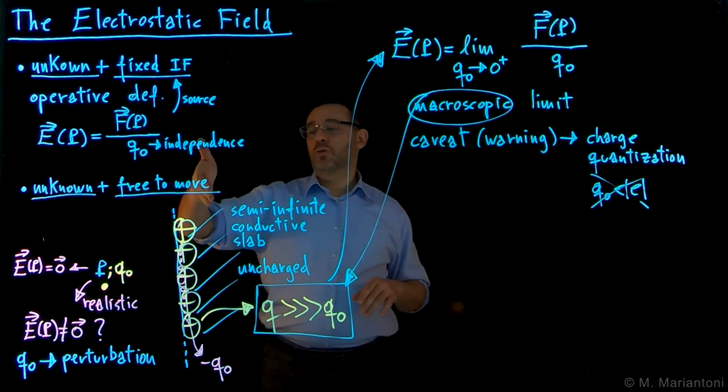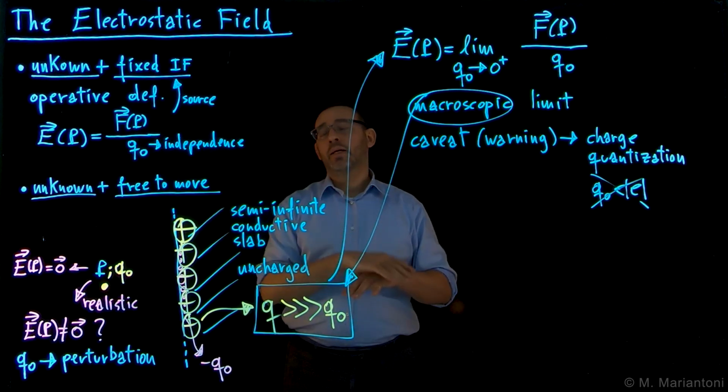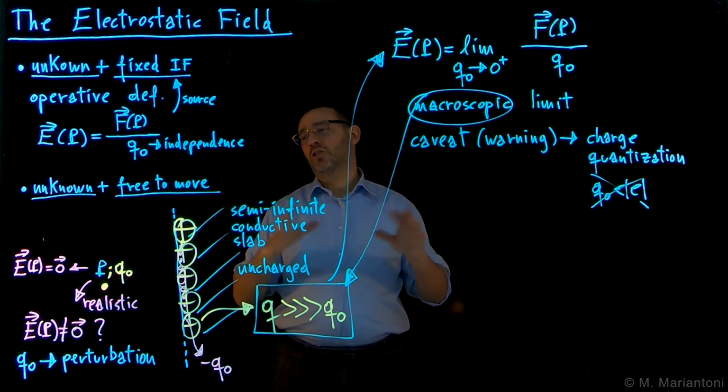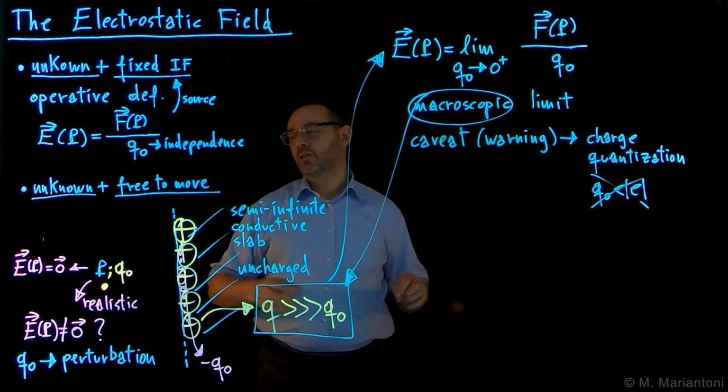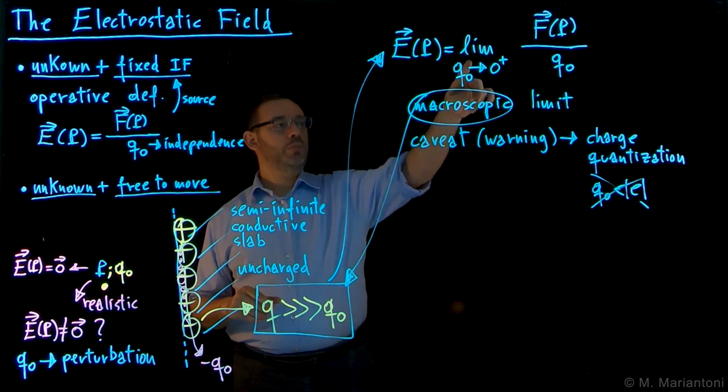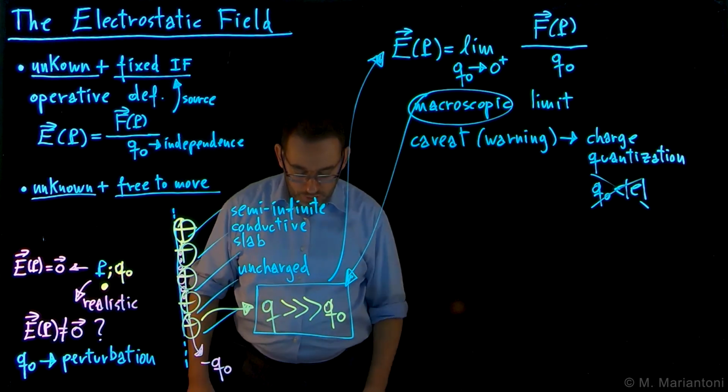The most complicated case, which is the most realistic one, is when the distribution of source charge is unknown, and plus they are free to move, like in a conductor. In that case, we need to use a macroscopic limit, which is the last thing we discussed. Good.